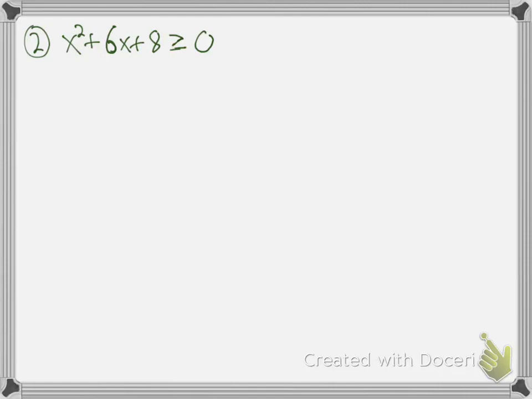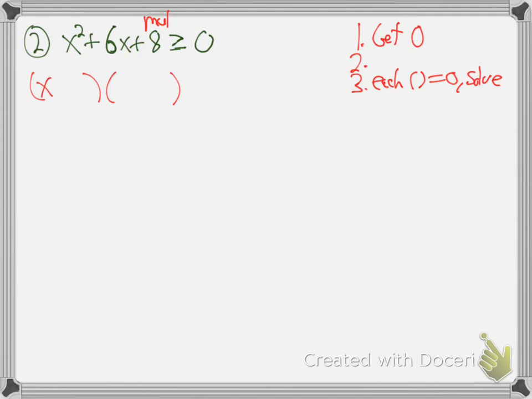So let's go through the same steps. First step, get a 0. Step 2 is fractions. We don't have fractions. Step 3 is each parenthesis equals 0 and solve. So first I got to get parentheses. I'm going to get parentheses here by factoring. Remember how to factor? We do the 2 parentheses, x is in the front. What multiplies to be 8 and adds to be 6? You can do the little diamond thing over here.